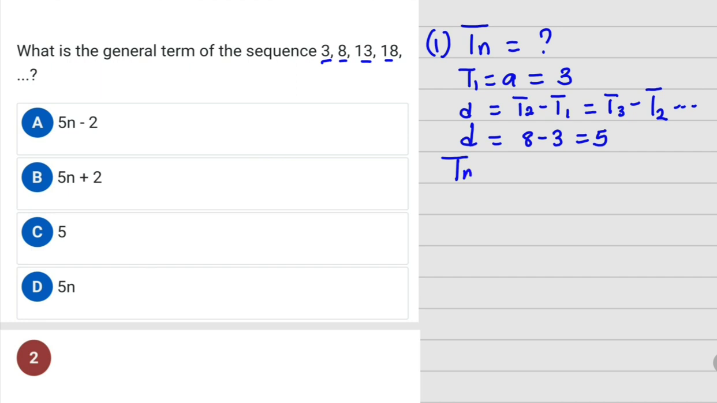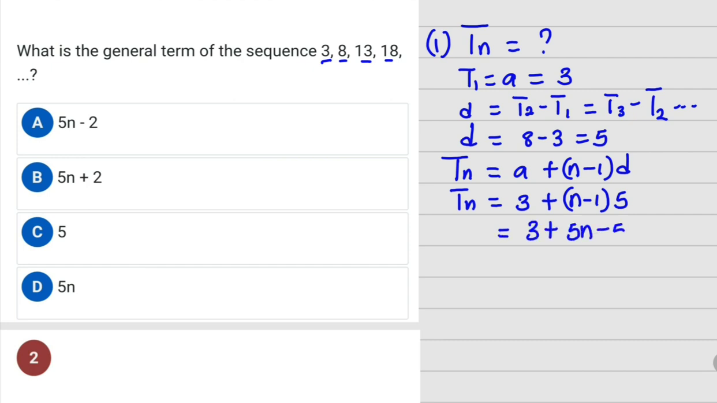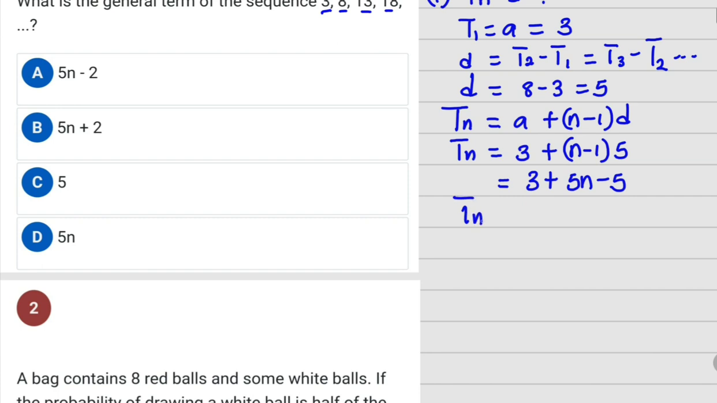Now the expression for Tn normally in an AP is A plus (n minus 1)D. So Tn is equal to A, which is 3, plus (n minus 1), then I have 5 as my D, which is equal to 3 plus 5n minus 5. So my Tn becomes 3 minus 5, which is minus 2, so I'm going to have 5n minus 2. Now if you check, the option is A. So this is my option.